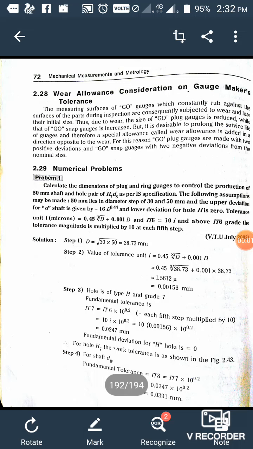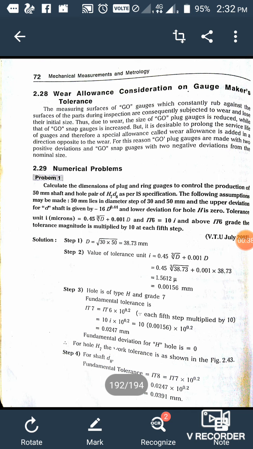Yes, my dear students. So this video deals with how to solve the problems on gauge design. Gauge design is nothing but the plain and plug gauges. So for that the problem is like this. Calculate the dimension of plug and ring gauges to control the production of 50 mm shaft and hole pair of H7D8 as per IS specification.